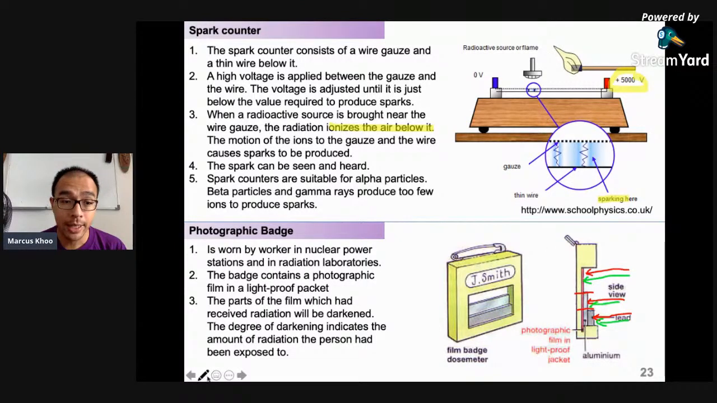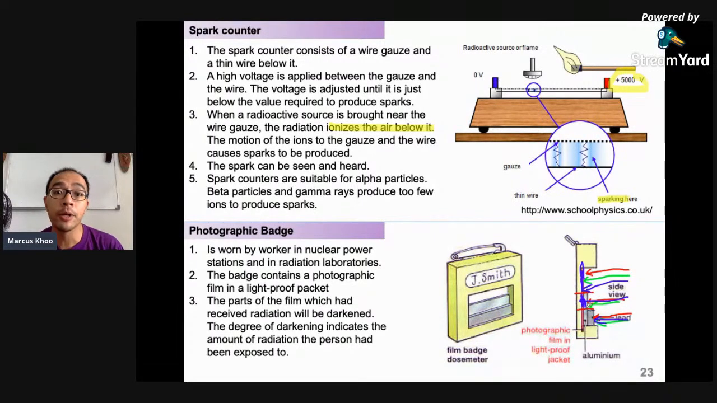But what about gamma? If there is gamma, I'm going to change the color to blue. Blue for gamma. Definitely here also will have, and here also will have, because gamma can penetrate through aluminium. And this one will not have anything. So we find out that if there is all three, then this side will be significantly much darker. And if this is very dark, then we need to see this next part. We need to see whether there is gamma.